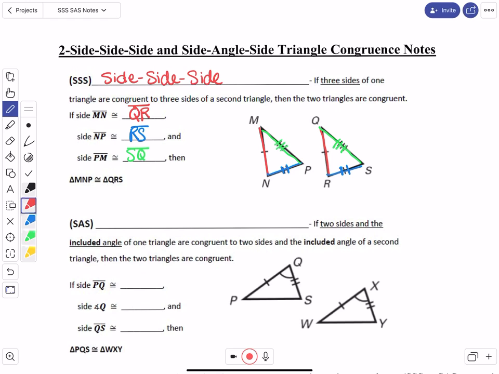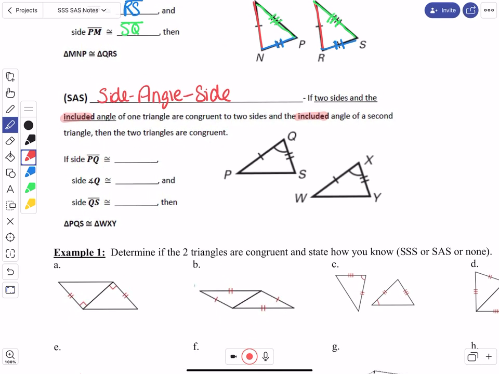So then we get to side, angle, side. And we abbreviate SAS. So this is side, angle, side. If two sides and the included angle of one triangle are congruent to two sides and the included angle of a second triangle, then the two triangles are congruent.